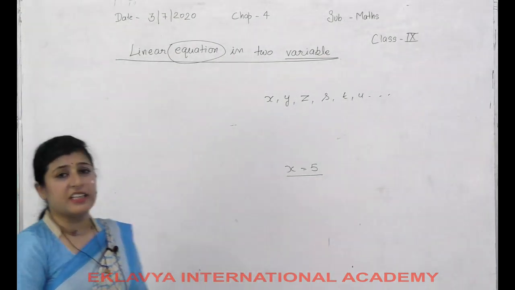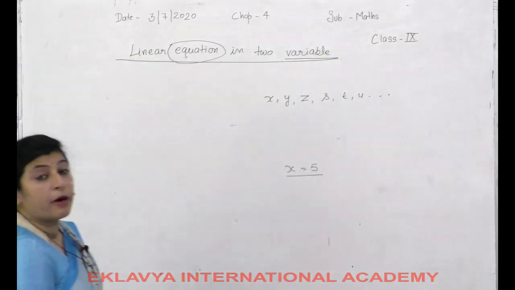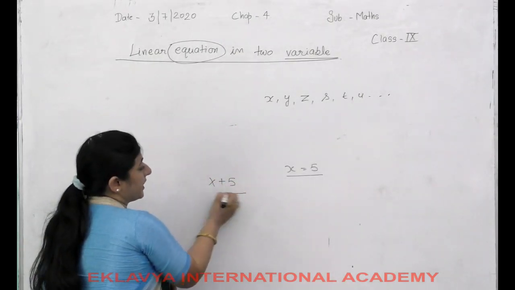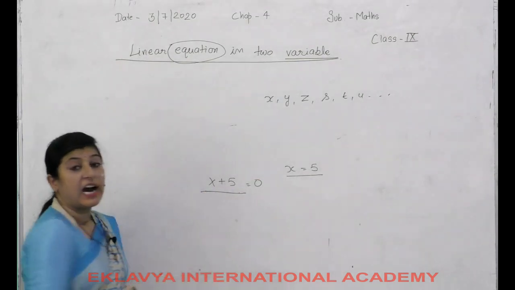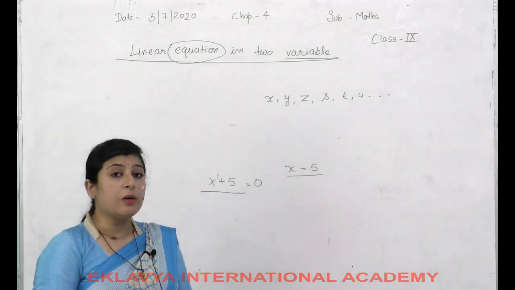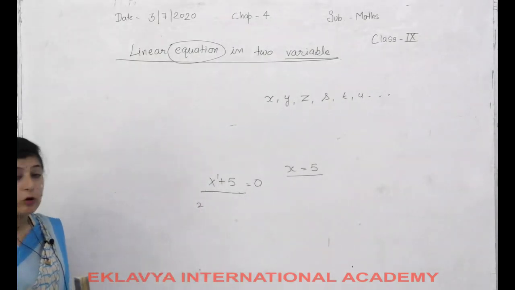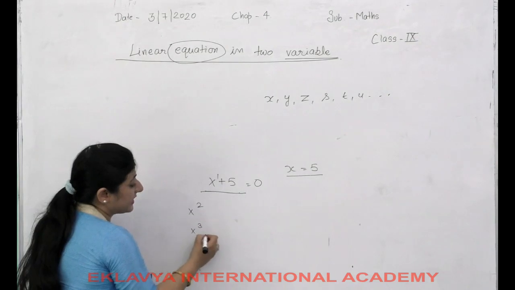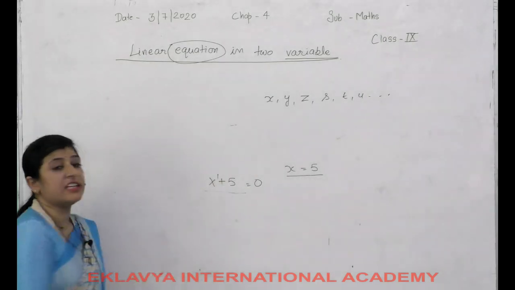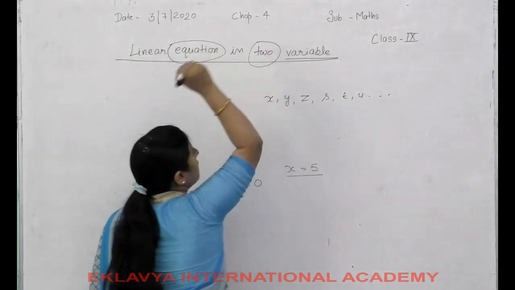Now see linear. What is the meaning of linear? We will recall the polynomial chapter. In polynomials we studied the linear polynomial. What is a linear polynomial? Any polynomial whose highest degree of any variable is 1 is called a linear polynomial. If the degree is 2, that is a quadratic polynomial. If the degree is 3, that is a cubic polynomial. In this chapter we discuss only degree 1, that is linear. Now see, this is a linear equation in two variables.